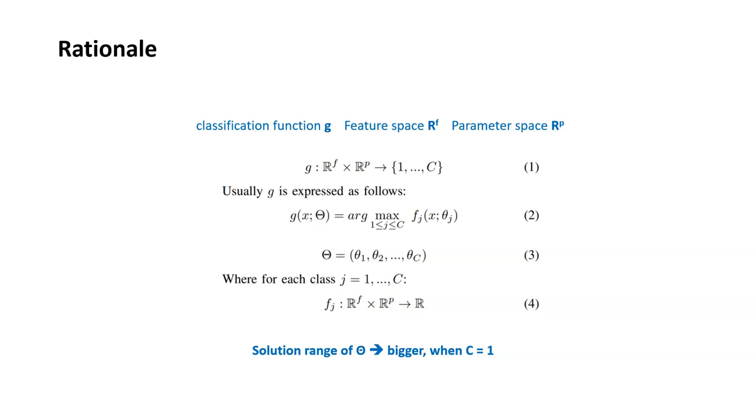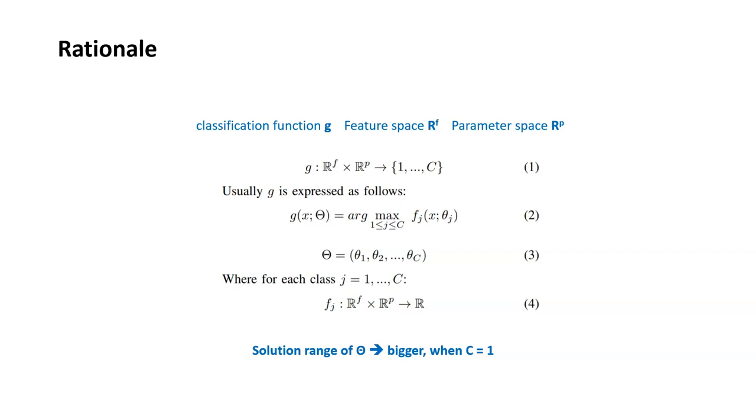Also, with all objects now regarded as the same class, the solution range of theta can be a set of the linear combination of the original solutions theta1, theta2, ... theta c. So, the solution range of theta is now wider than previously, and the network should achieve better performance compared with its base model.